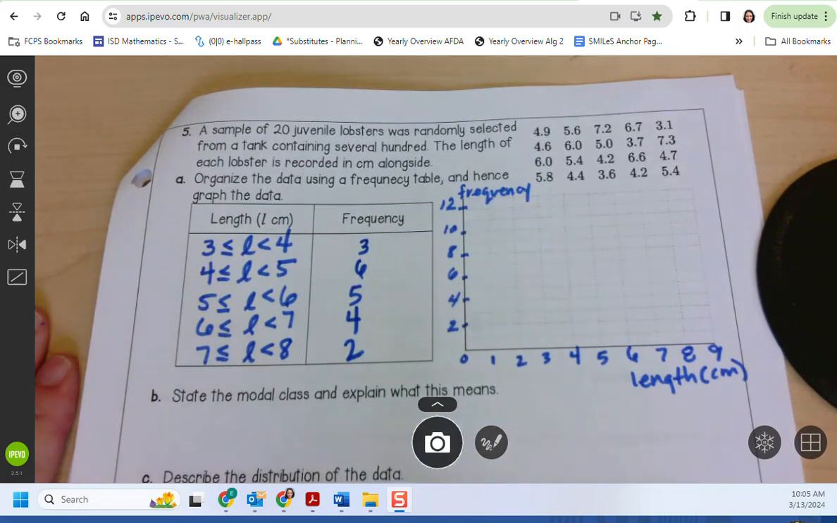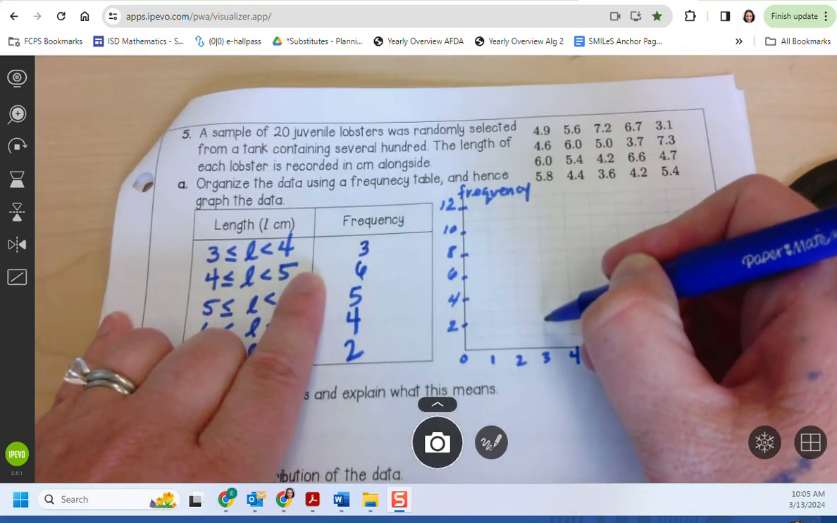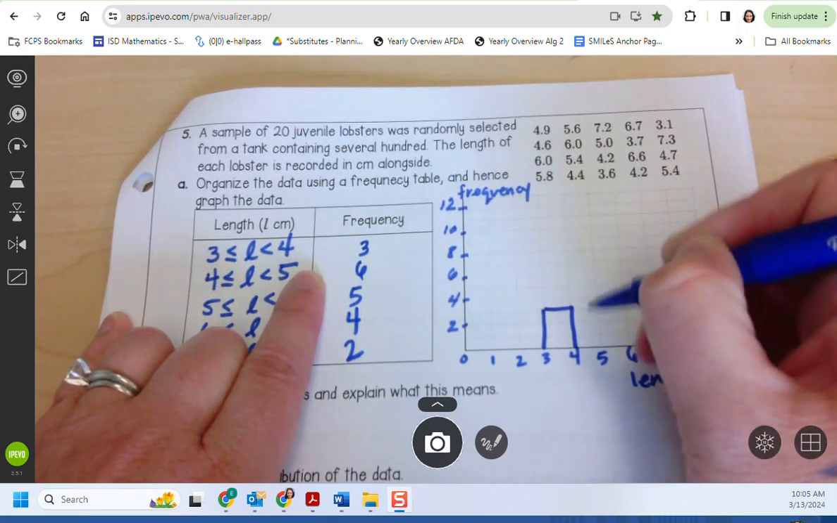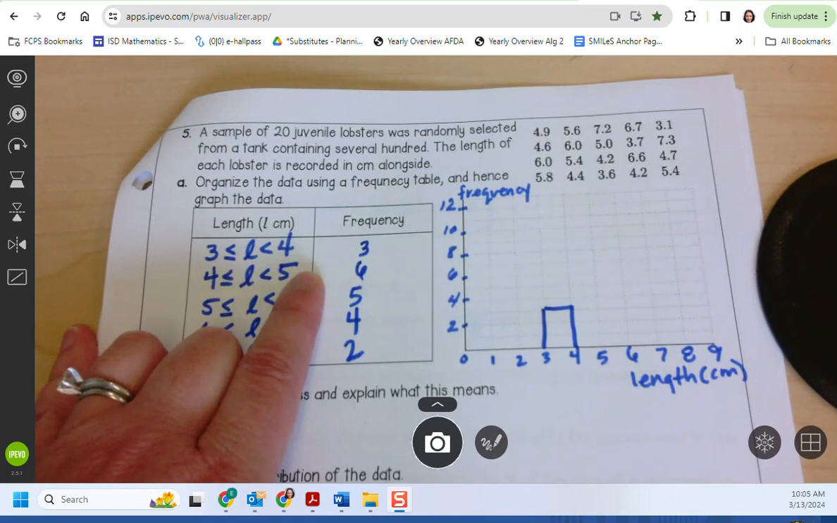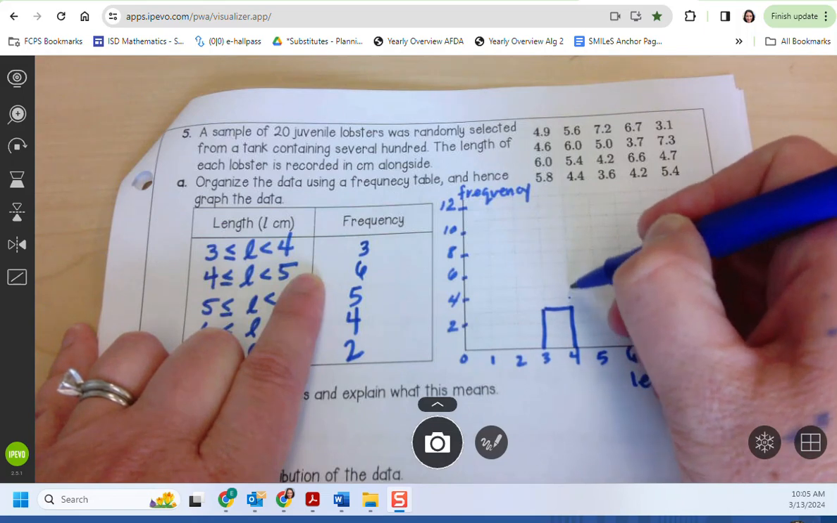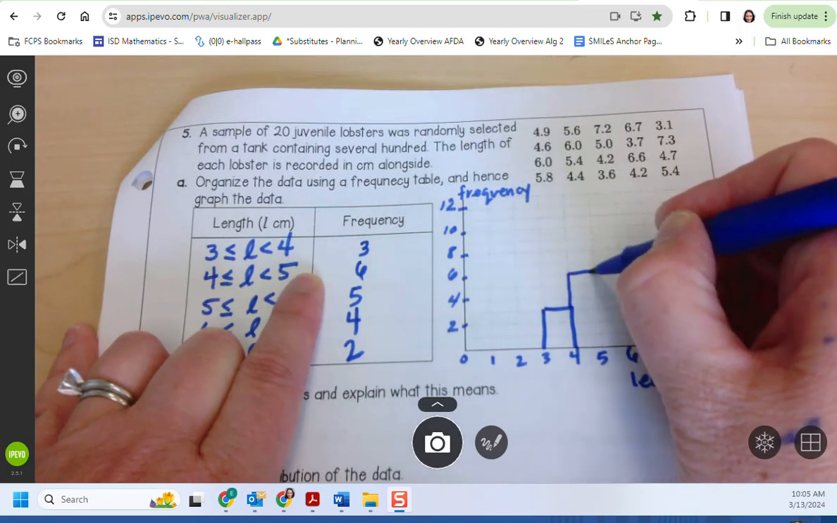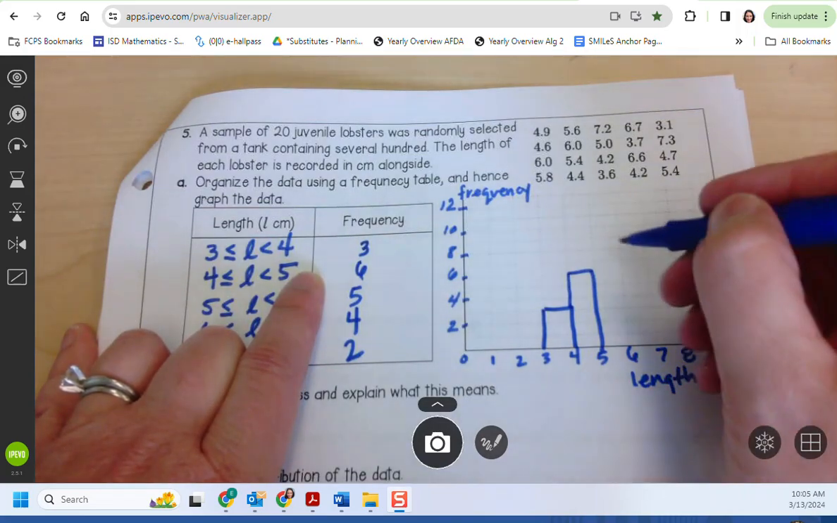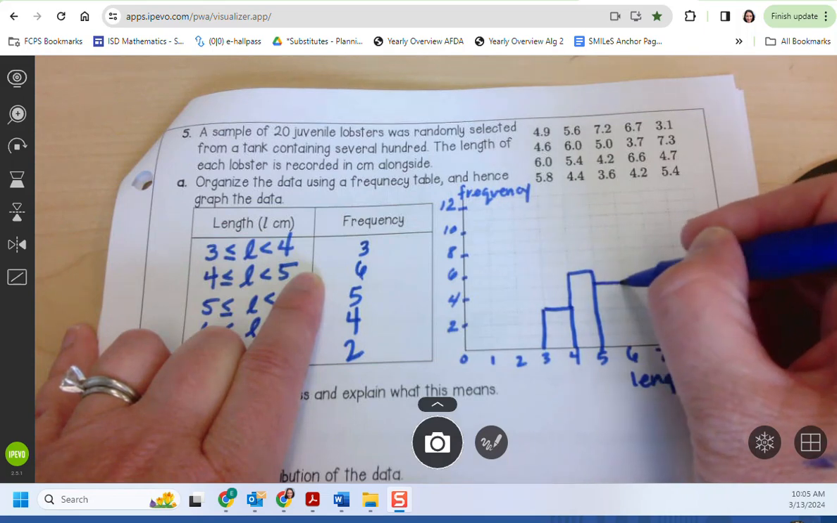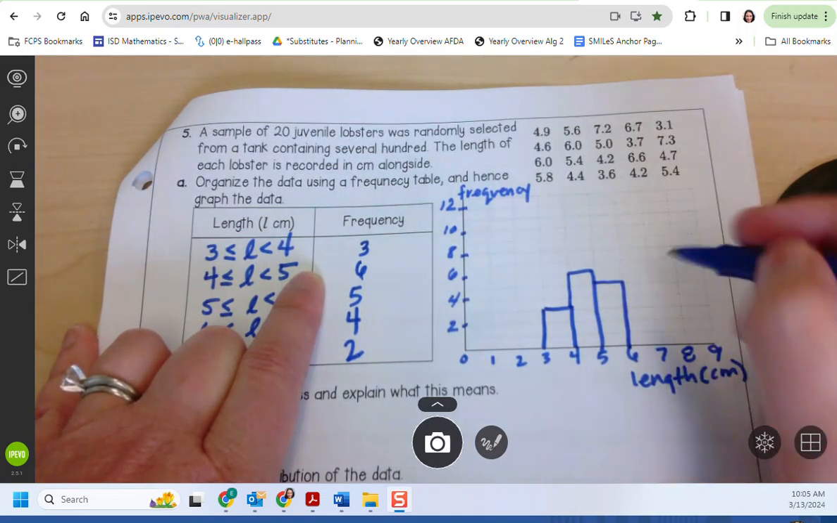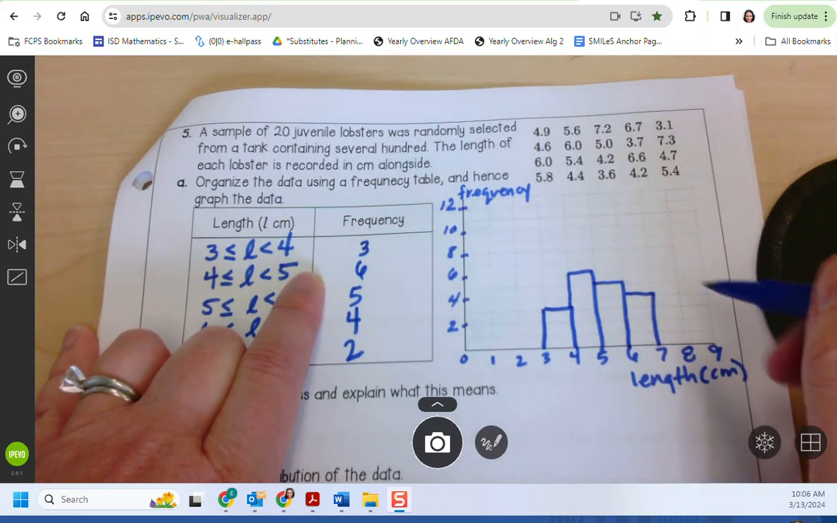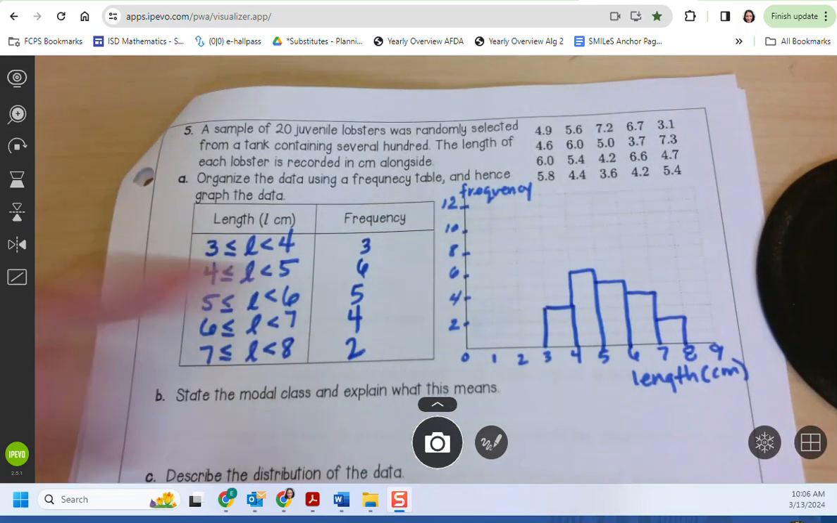You got that? Okay. So between 3 and 4, we want a frequency of 3. And remember that this is a histogram, so these bars are going to connect. Between 4 and 5, we want a frequency of 6. Between 5 and 6, we want a frequency of 5. And then 4. And then finally 2. So something like that. Is that what you guys got?